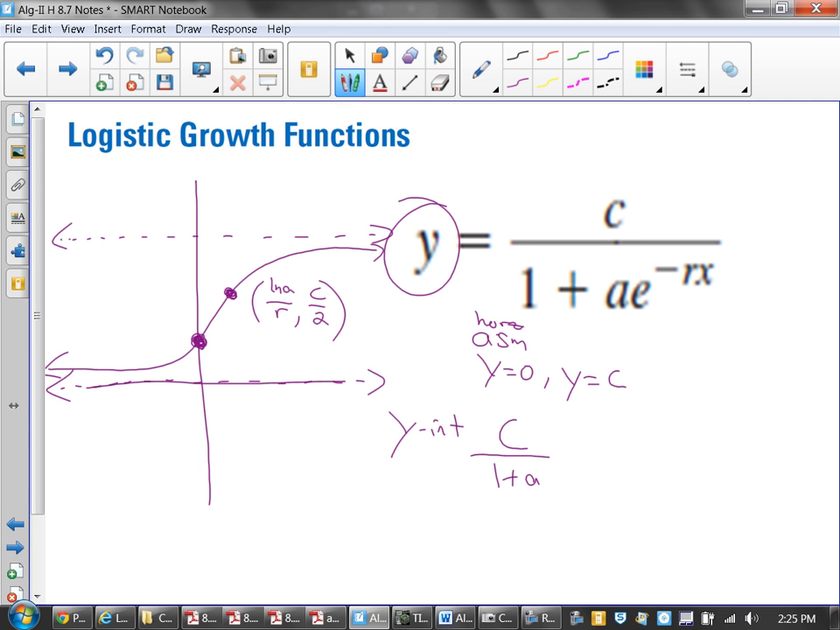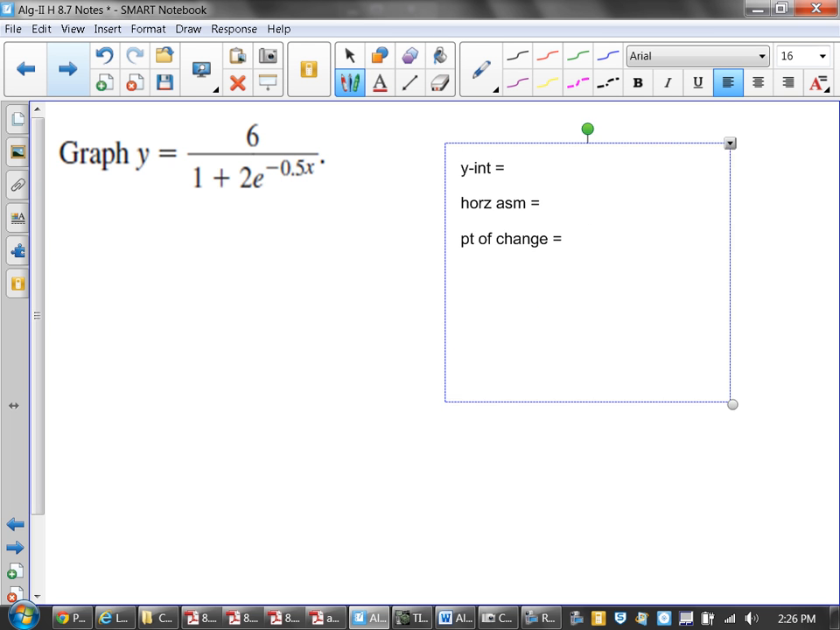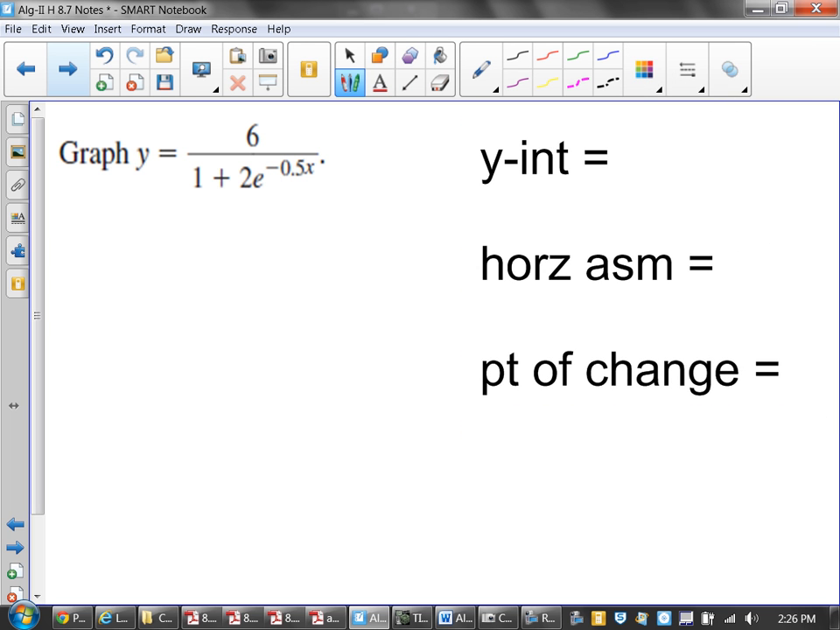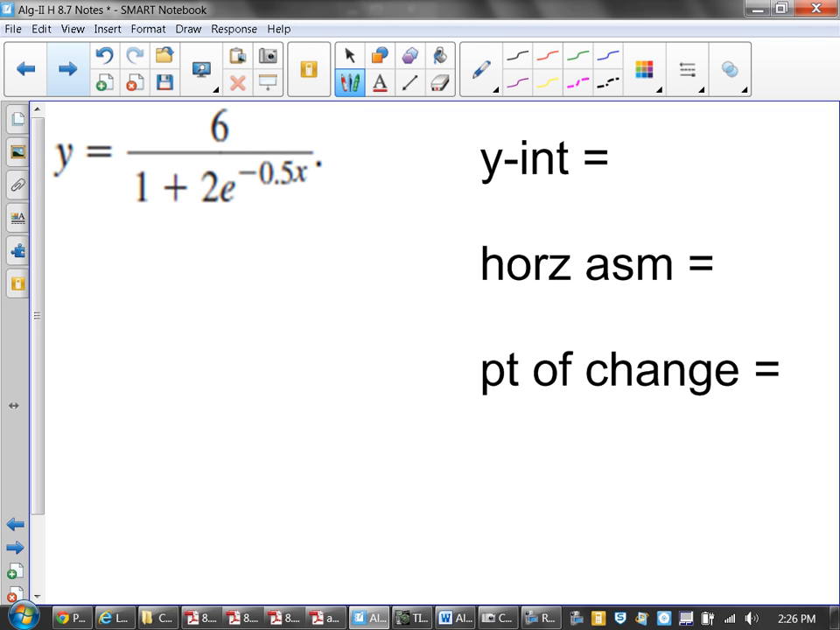So let me show you how this looks with an actual problem. I'm going to walk through all the steps again. If I take this function, and these are basically the three things I'm looking for on these graphs. I have y equals 6 over 1 plus 2e to the negative 0.5x. Now, when we have this negative r value, that means your r value is 0.5. It's always the opposite of it, just like your h's were always opposite signs. Pretty much r is always going to be a positive value.